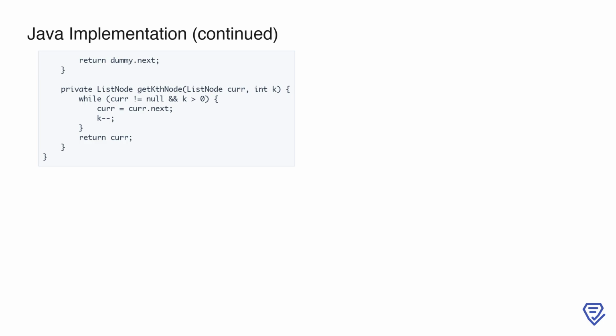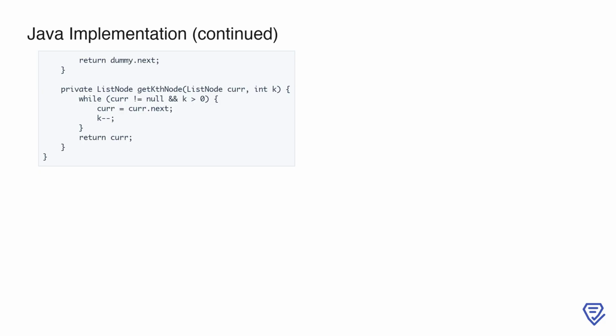To support the main reversal logic, we define the getKTHNode helper method. This method takes a starting node, cur, and an integer k, and moves k steps forward in the list. If it reaches the end of the list before completing k steps, it returns null, indicating that there are fewer than k nodes left. Otherwise, it returns the kth node.